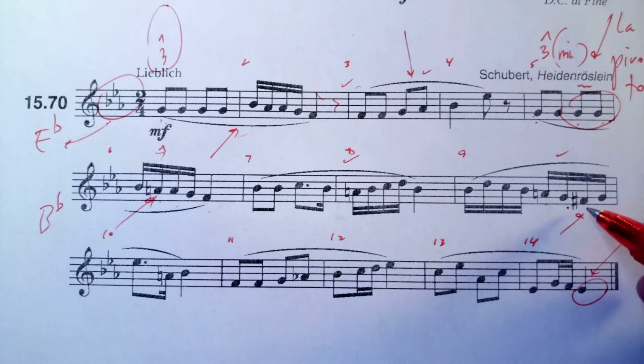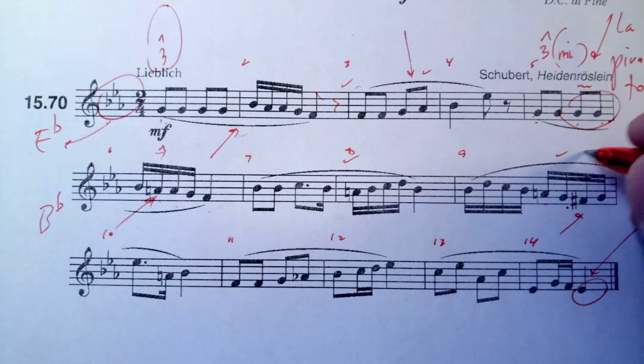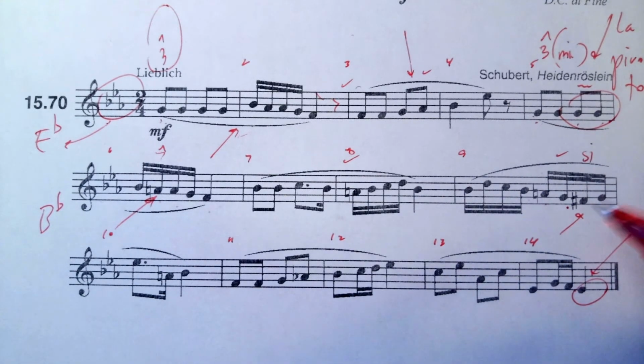F sharp. In the key of B flat major, F should be natural. And this is simply your raised sol, which is a chromatic lower neighbor to your La. And you're going to use the solfege syllable Si.